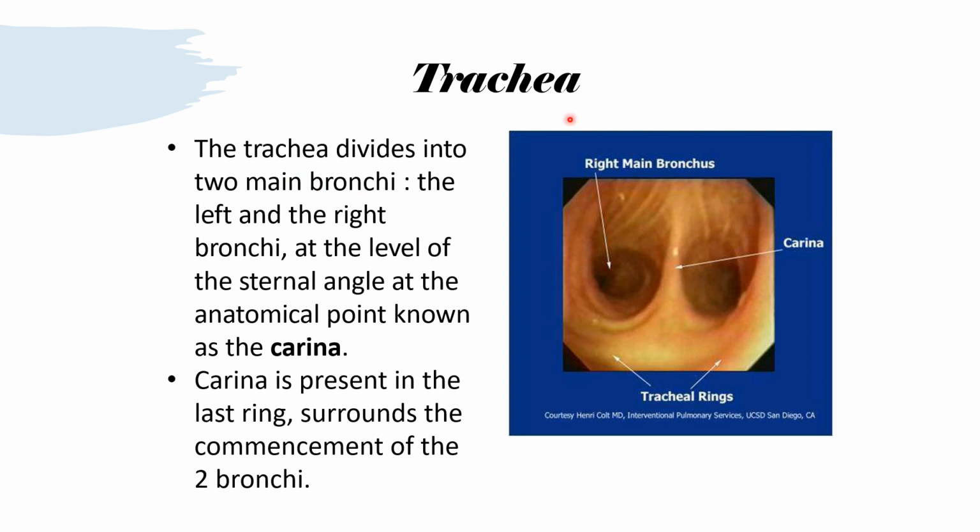Now coming to the next slide, the trachea divides into two main bronchi, the right and left bronchi, at the level of the sternal angle at the anatomical point which is known as the carina. The carina is present in the last ring of the trachea, which surrounds the commencement of the two bronchi.